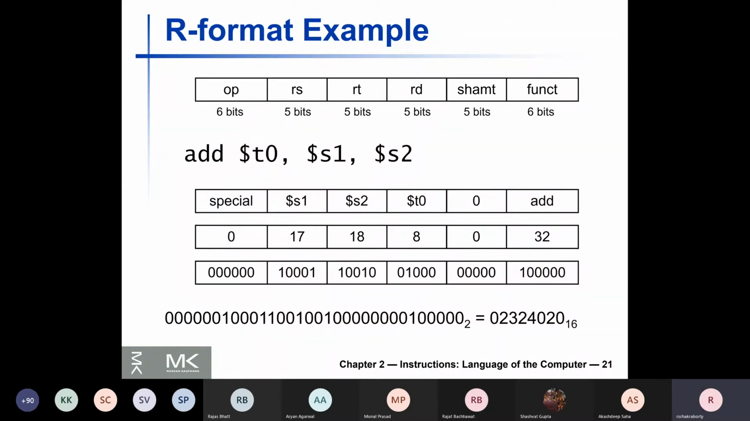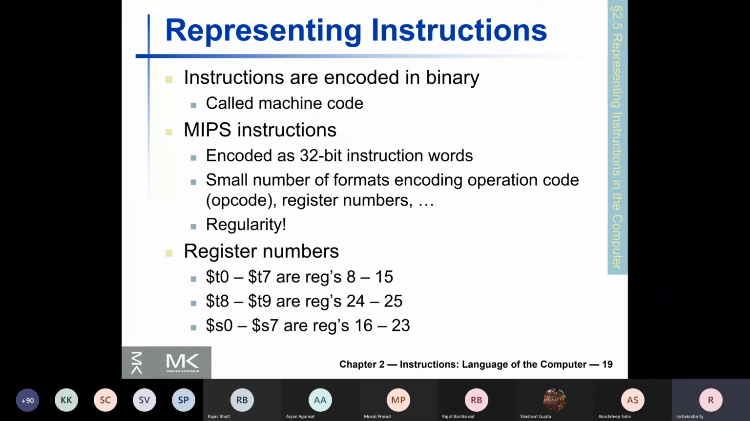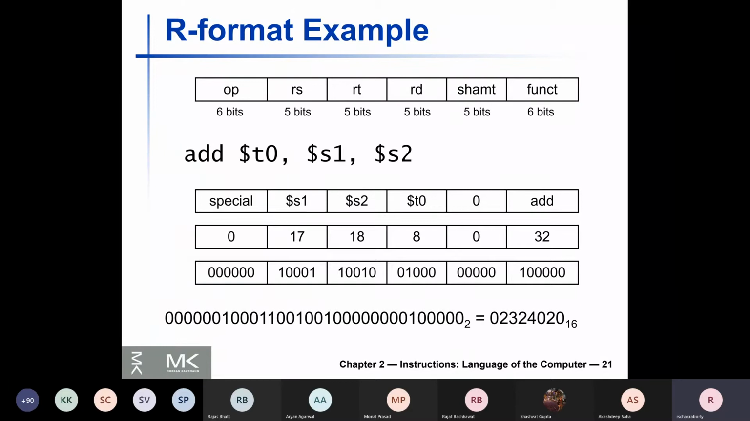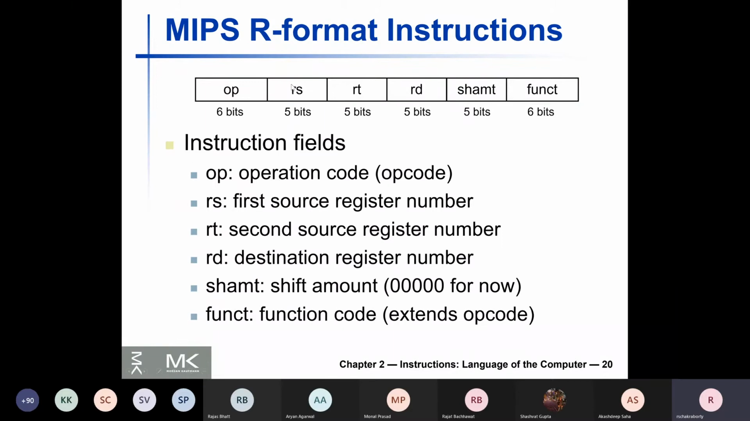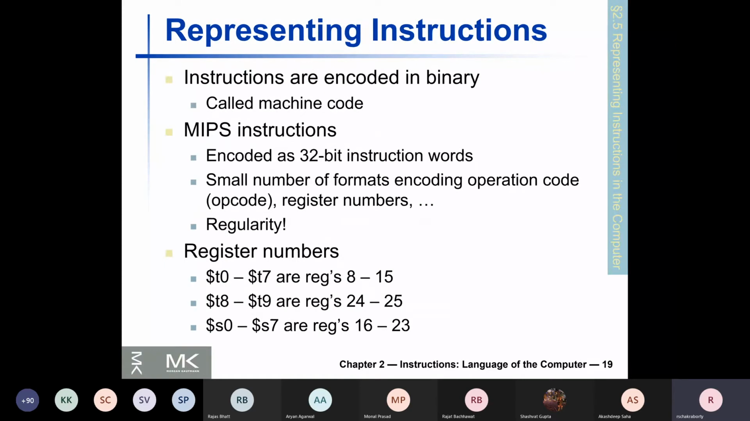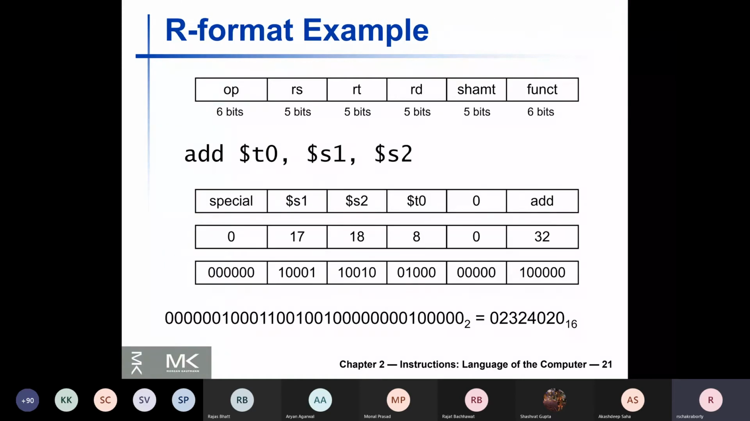Let's see some examples. Say add $T0, $S1, $S2. What is $T0? $T0 is register number 8, to denote 8 in unsigned. These register numbers all will be represented in unsigned integers, so this 5-bit field denotes unsigned integers. Register number T0 is 8. 8 in 5 bits is 0, 1, 0, 0, 0. So here 0, 1, 0, 0, 0 comes as expected.